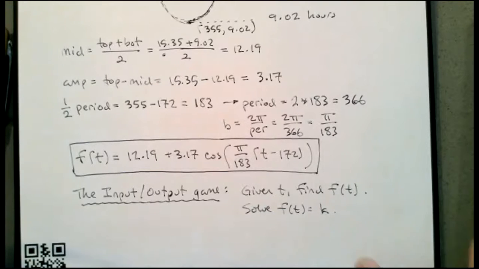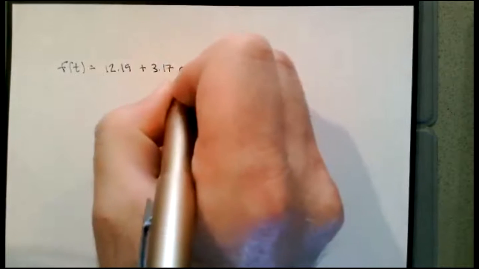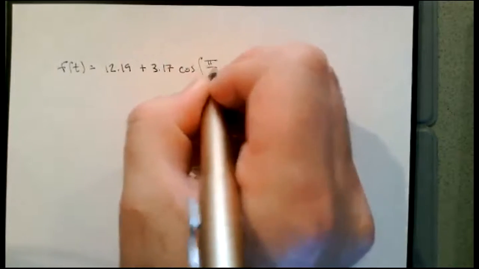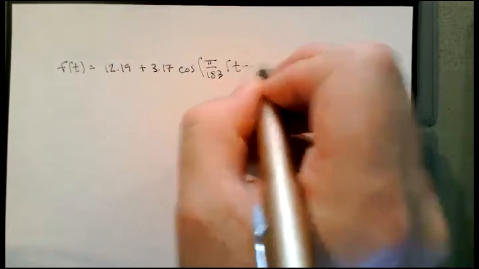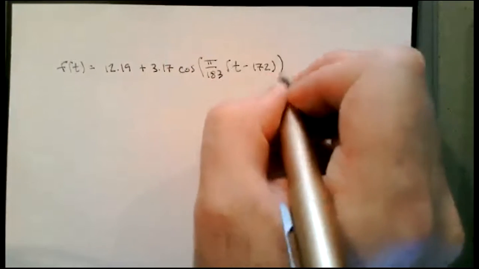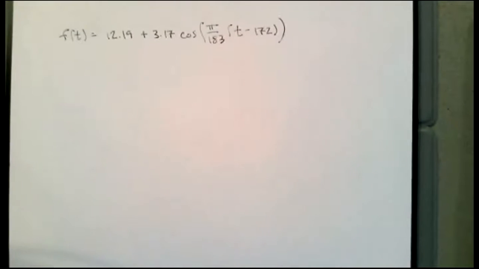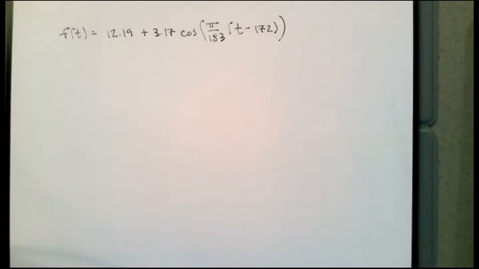So for example, let's write down our function again. So f of t was 12.19 plus 3.17 times the cosine of pi over 183 times t minus 172. This gives the number of hours of daylight in Grand Rapids on the tth day of the year.